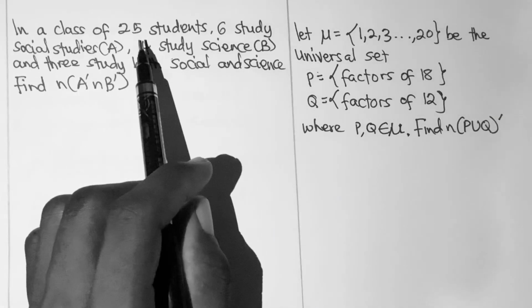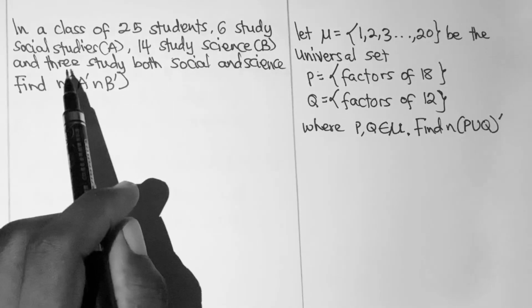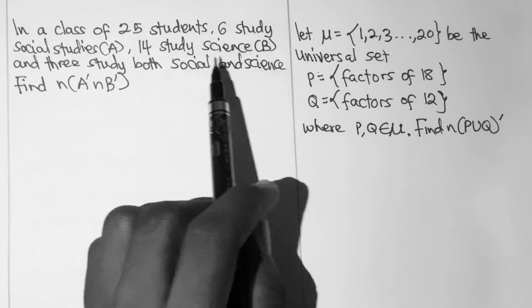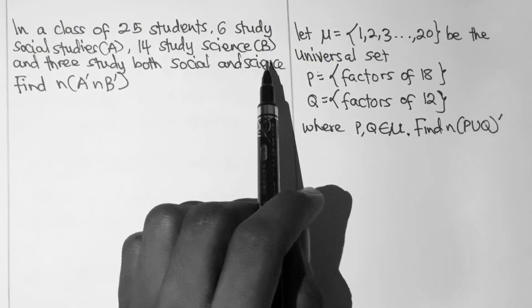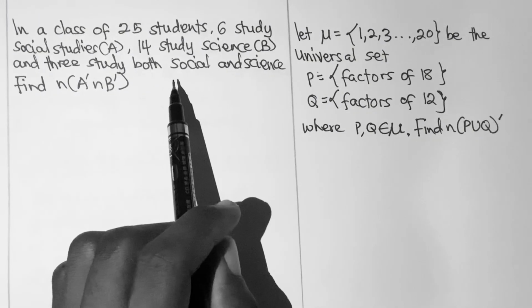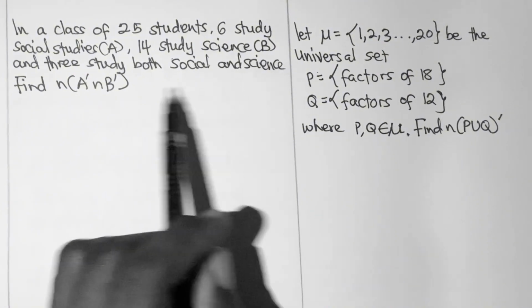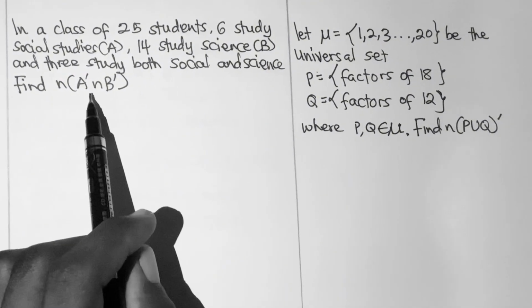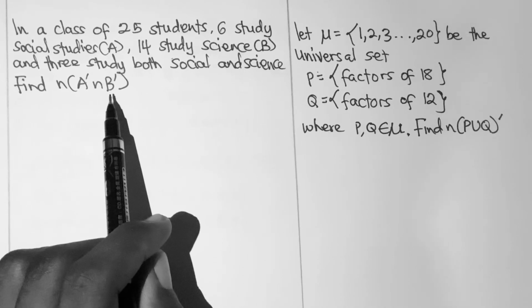In a class of 25 students, 6 study social studies, which is represented as A. 14 study science, which is represented as B. And 3 study both social studies and science. So we are supposed to find the number that study A complement intersection B complement.